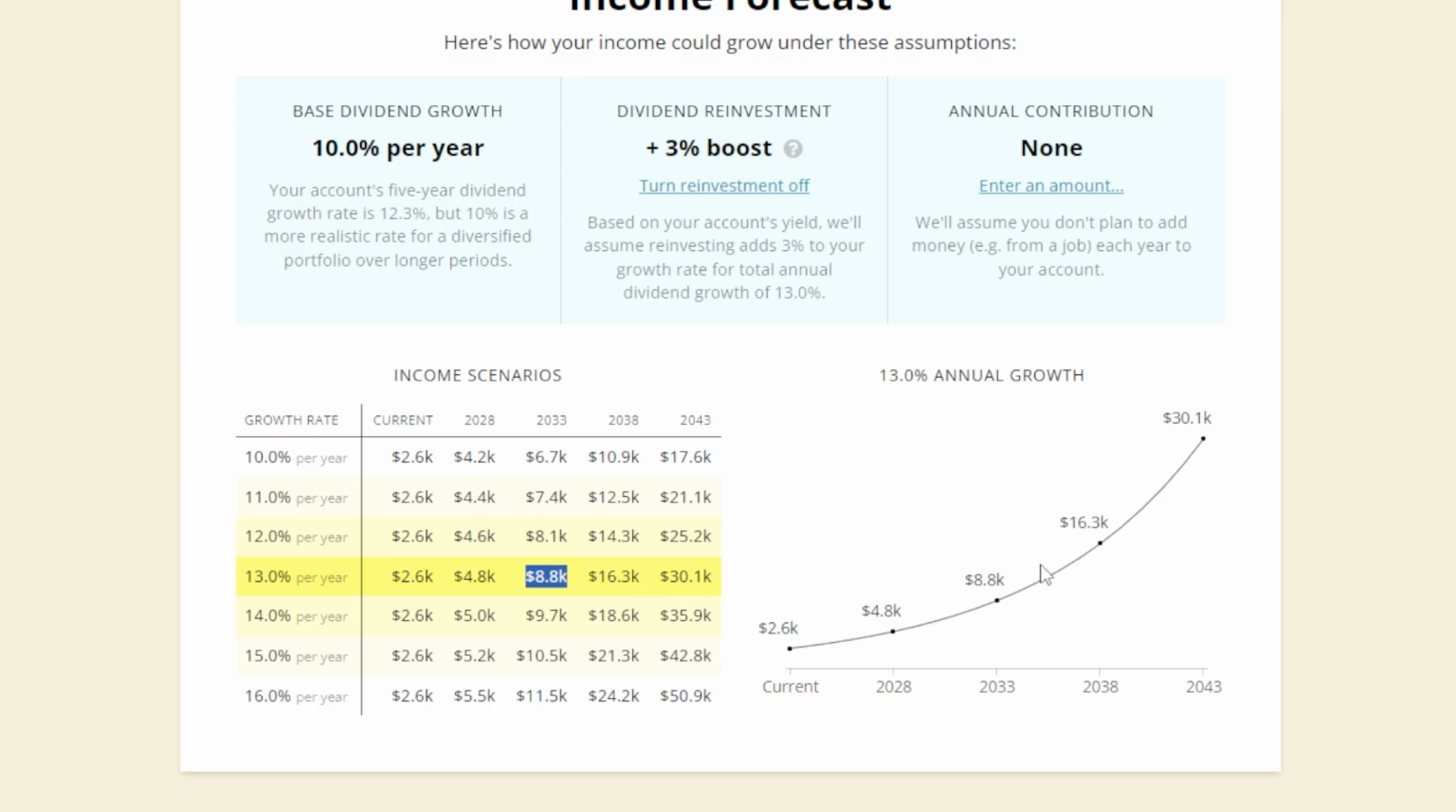And of course, if we want to stretch things out even further in the future, 2038, we're talking $16,300 per year, and then 2043, $31,000 per year in dividend income, and that's if I never buy another single share.